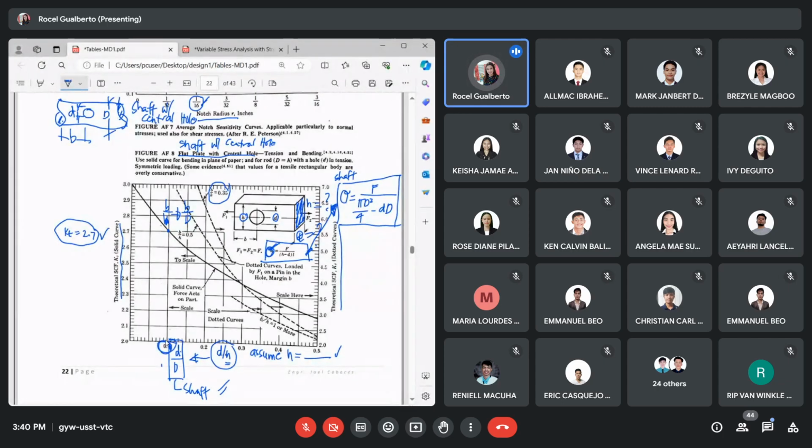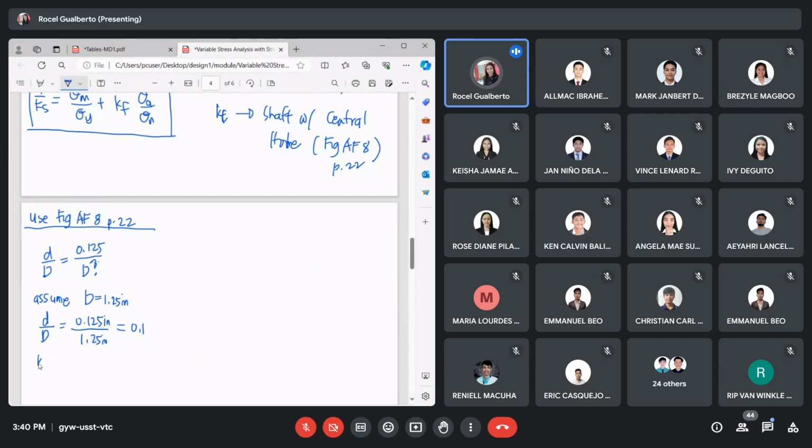That is why I assumed 1.25. In that case, I bring it to the solid curve. So I'll have my KT equal to 2.7. There, 0.1 is brought to the solid curve. This is the curve, and it reads 2.7 at the left. So that is KT. KT equal to 2.7. But note that it started with this assumption.